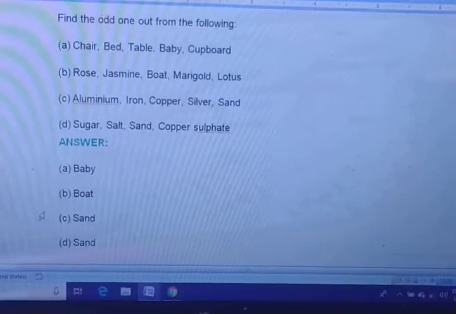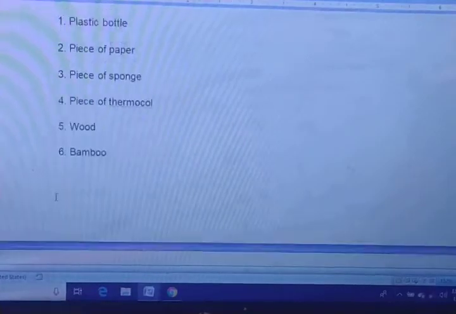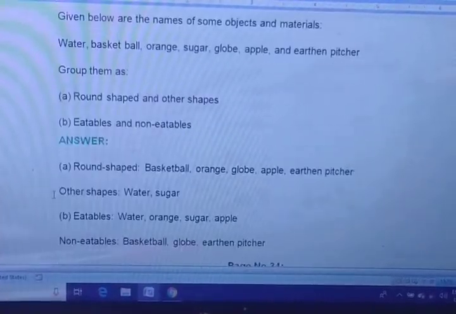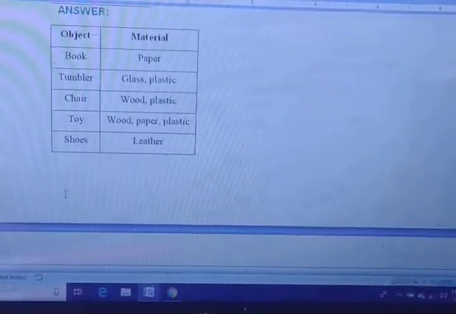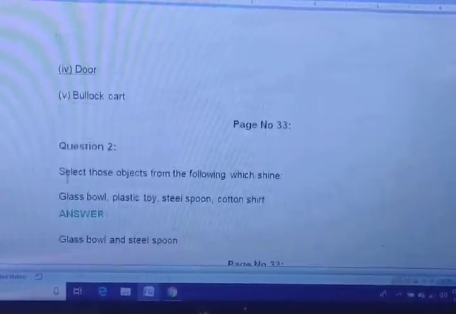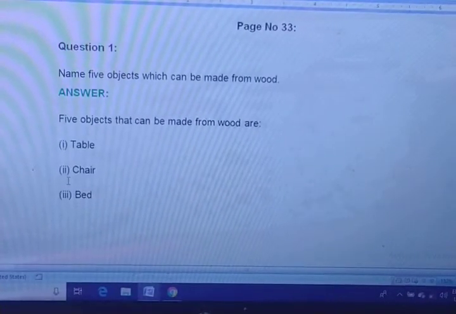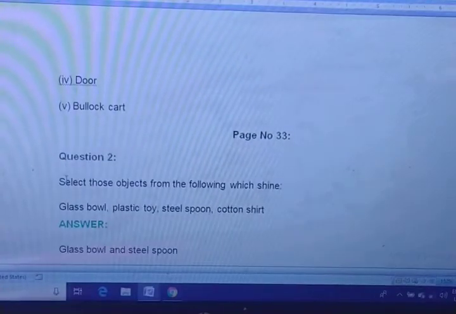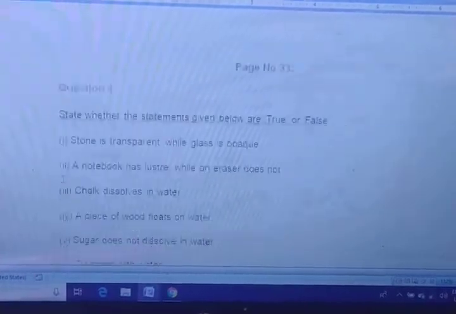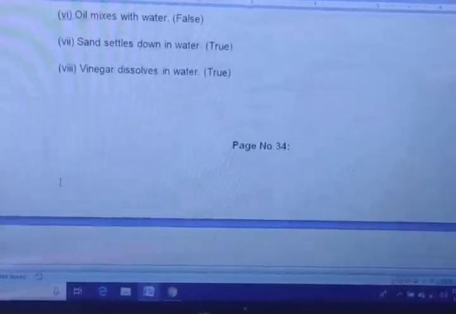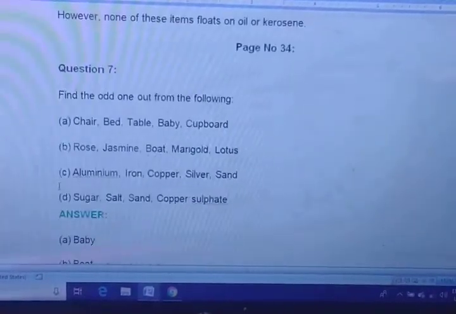Okay, so we have seen all the answers of chapter number 4. If you have any doubt related to this chapter or any of the question answers presented in the NCERT textbook, then please drop your doubt in the comment box so I can give you all the answers. You can see here question number 1, question number 2, question number 3, question number 4, question number 5, 6 and 7.